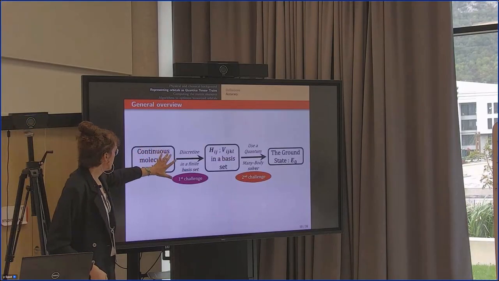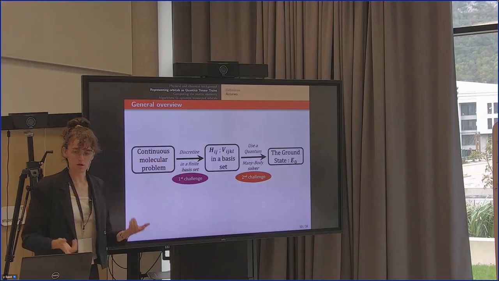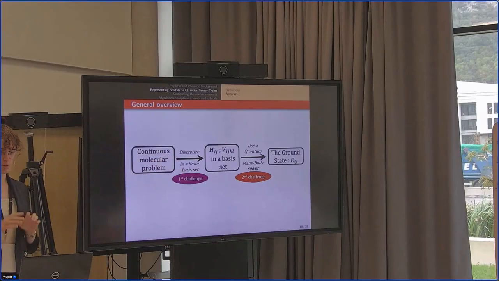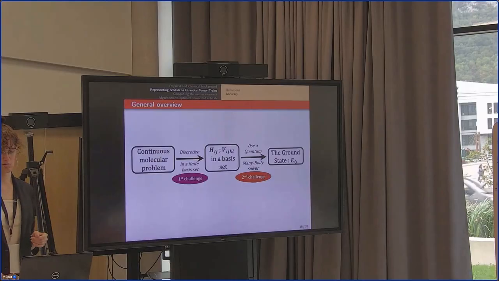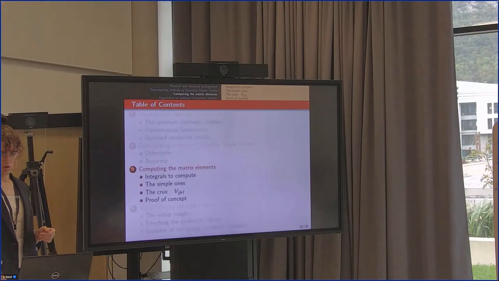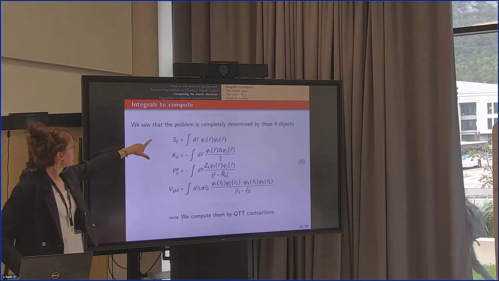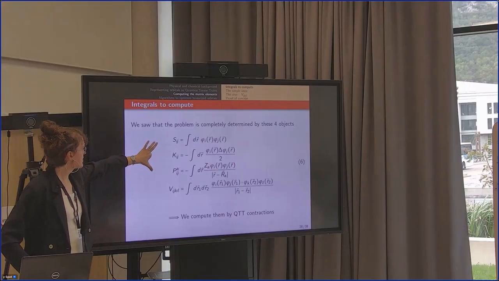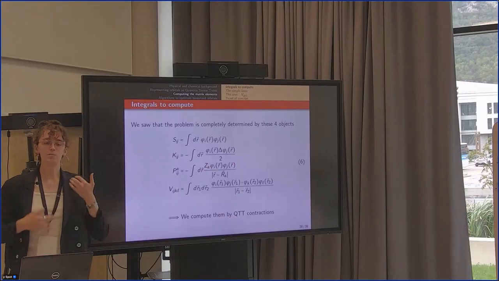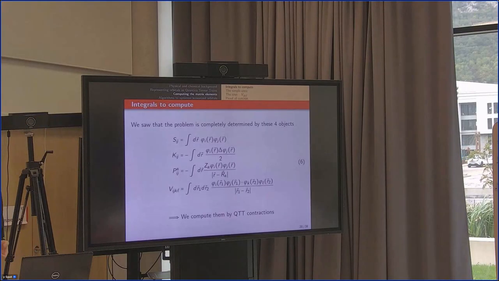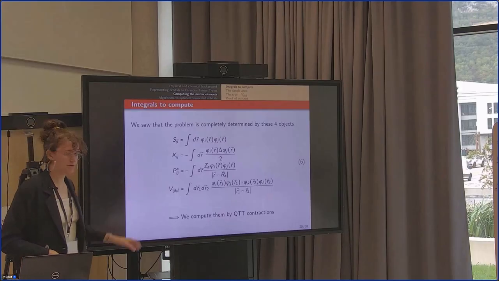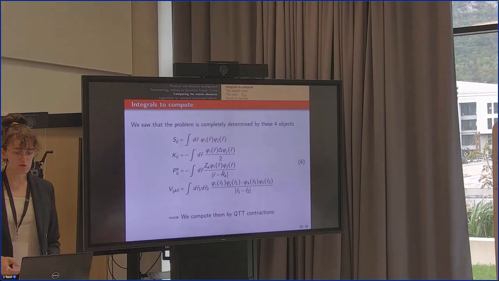We saw that we're going to discretize in QTT functions, but then how do we compute the integrals? So let's see that. There are different types of integrals. They are not computed the same way. Little reminder, you have these three integrals that are three-dimensional, like the overlap, the kinetic term, and the potential term for the interaction with the nuclei, and then the six-dimensional integral, which is the real crux of the problem. We compute them with QTT contractions.